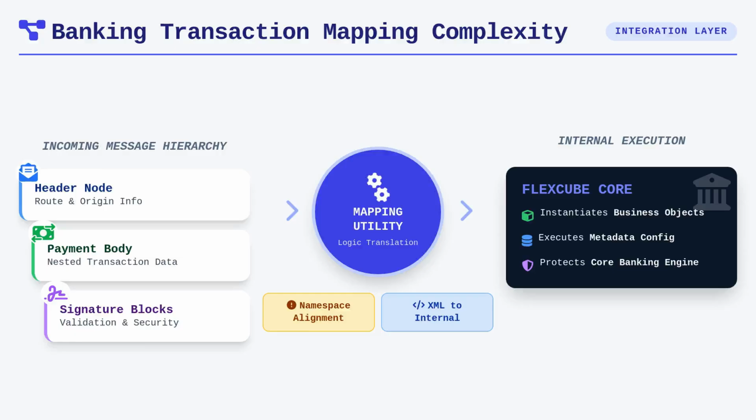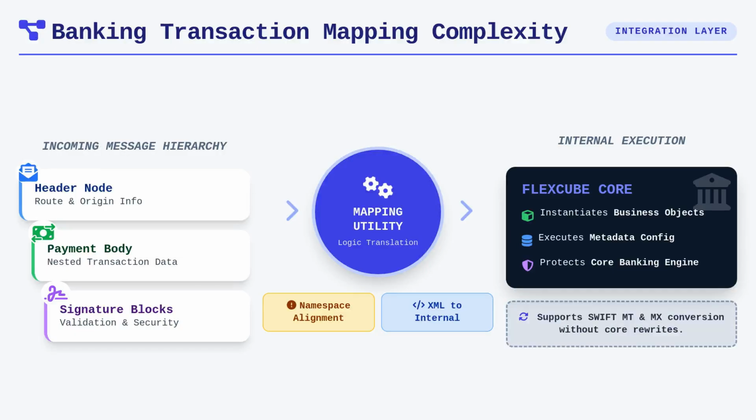This abstraction layer is what allows FLEXCUBE to support diverse integration partners without rewriting the core banking engine every time a new messaging standard emerges.